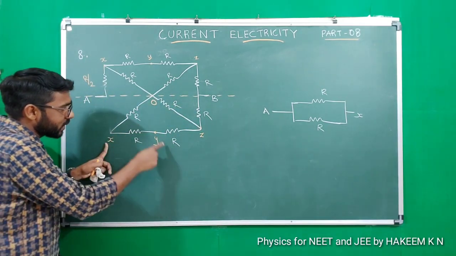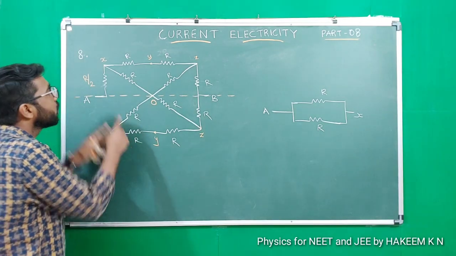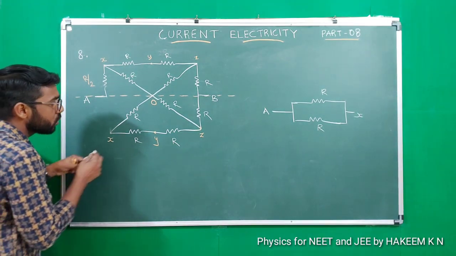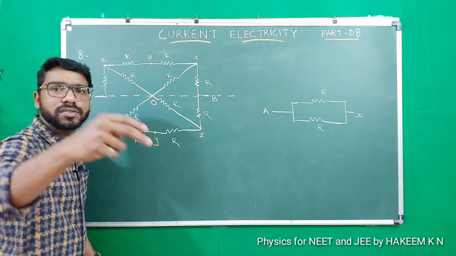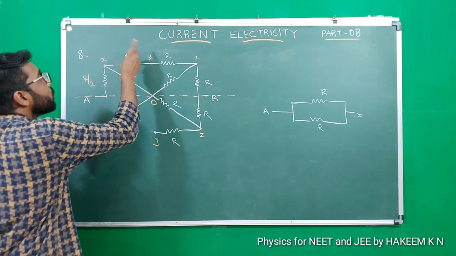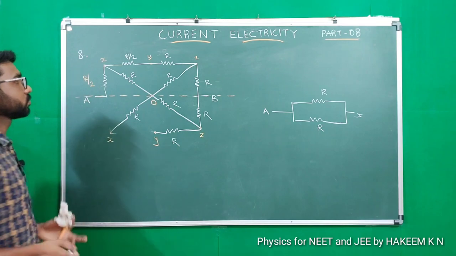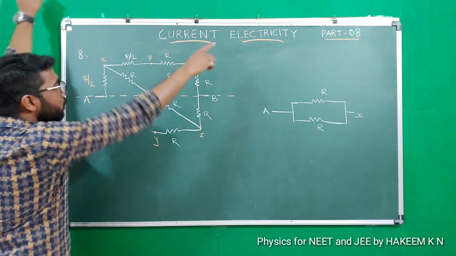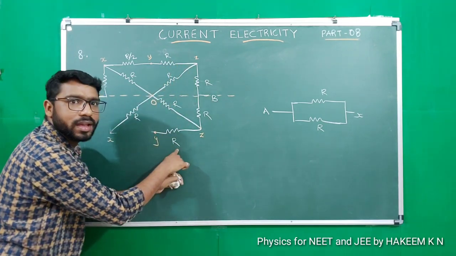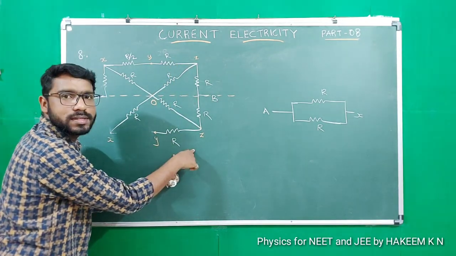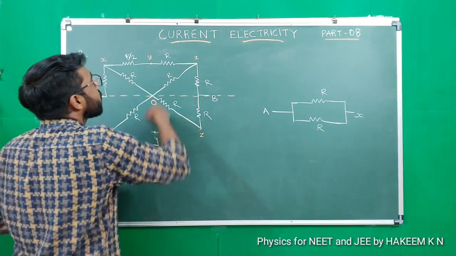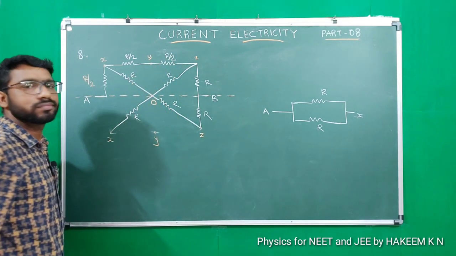Now see, between X and Y, here is a resistance capital R, and between X and Y, here is another resistance capital R. So two resistances in parallel between X and Y. So the effective is what? R by 2. Okay, now between Y and Z, you can see a resistance capital R here, and again one more resistance between Y and Z. So they are parallel, and here it is R by 2.